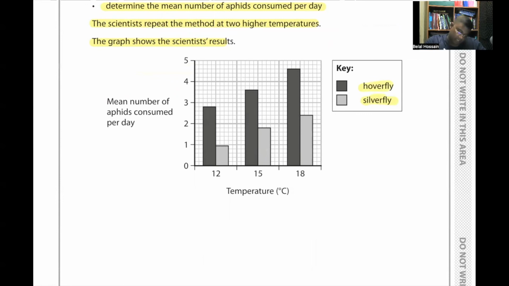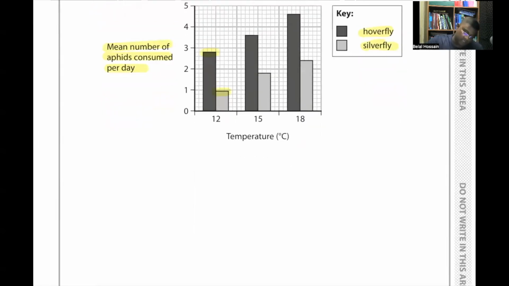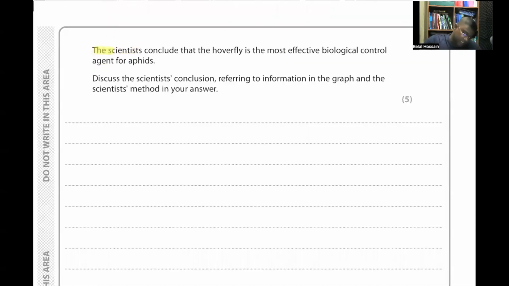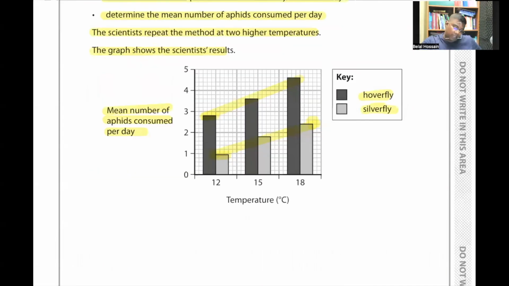All right, we can see the mean number of aphids consumed per day by the hoverfly is close to 3, about 2.8, and by the silver fly it's about 0.9. And we can see it increases as the temperature increases for both cases. Now the question: the scientists conclude that the hoverfly is the most effective biological control agent for aphids. Discuss the scientists' conclusion referring to the information in the graph and the scientists' method in your answer. So we can see the hoverfly actually eats more aphids per day compared to the silver fly.